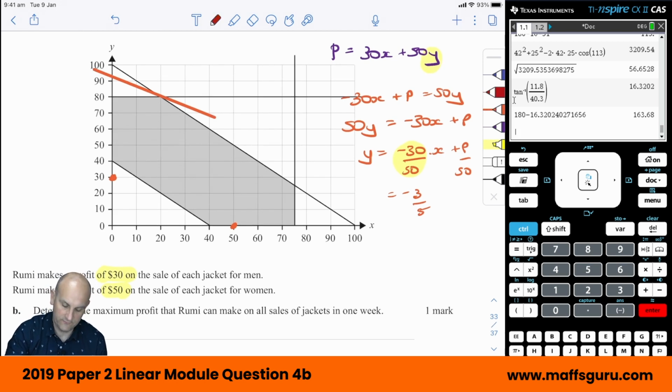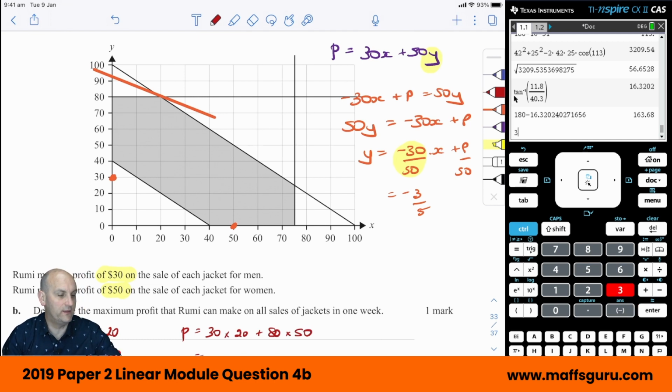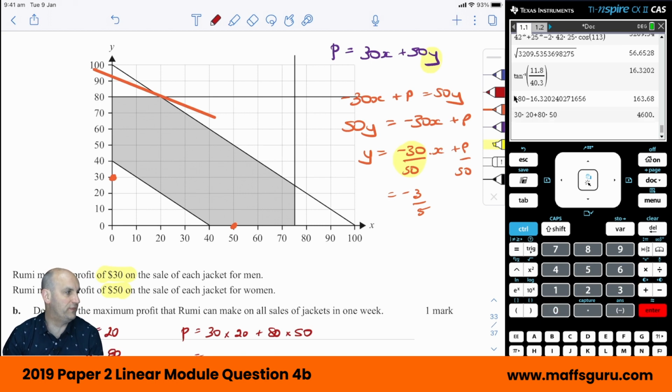Let's actually turn that one off. So we've got x equal to 20 and y equal to 80. And I just put that into my profit function now. So P becomes equal to 30 times 20 plus 80 times 50. Put that into my calculator: 30 times 20 plus 80 times 50 gives me $4,600. Ka-ching, very excited by that.